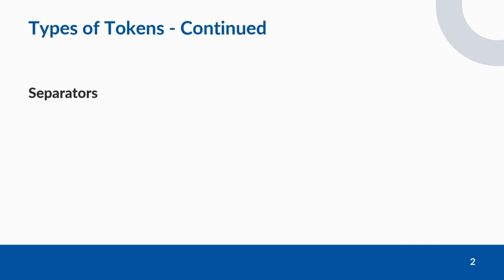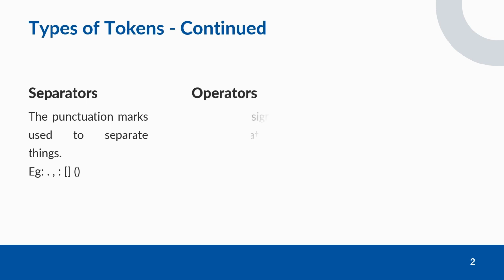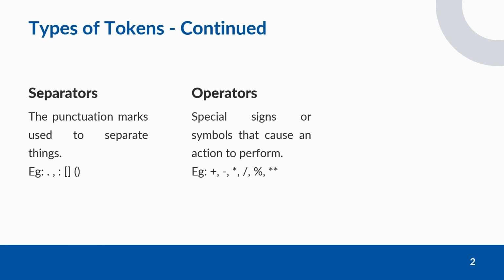The fourth one among them is separators. They are the punctuation marks used to separate things. For instance, a full stop, a comma, a colon, square brackets, simple brackets, etc. The fifth and final one among them are operators. They are the special signs or symbols that cause an action to be performed. Towards the end of this video, we will delve deeper into some of the most commonly used operators in Python and discuss them in detail.